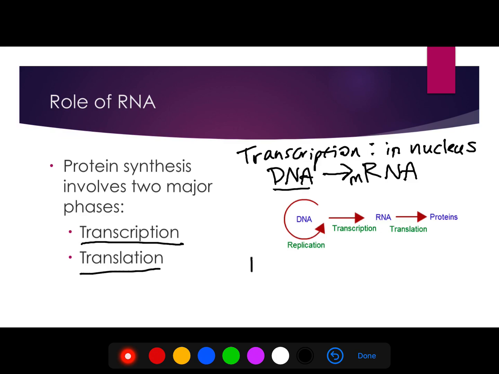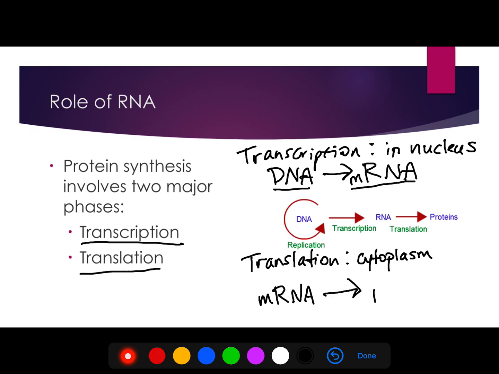Okay? Now translation is the second step. So what happens here is we take this mRNA and we send it out of the nucleus, out into the cytoplasm. So this is going to happen out in the cell cytoplasm. And we convert that mRNA into protein.